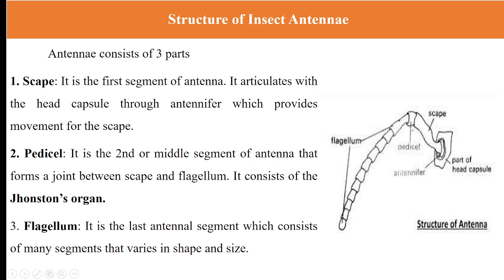It is the middle segment, because there are only three segments, that forms a joint between the scape and flagellum, and the special Johnston organ we talked about in the previous slide is present on this pedicel only. This Johnston organ is an auditory organ. Then the third segment is the flagellum, and the flagellum is many-segmented, you can see here.